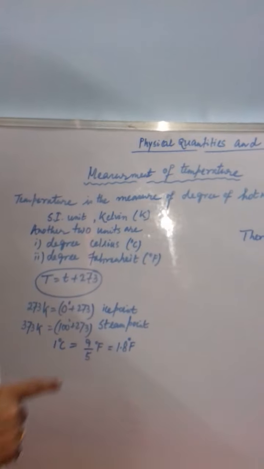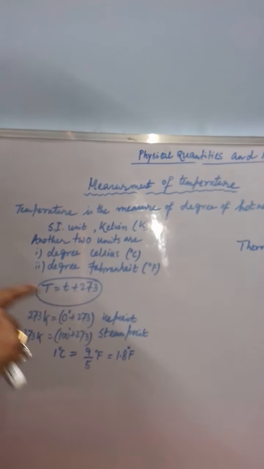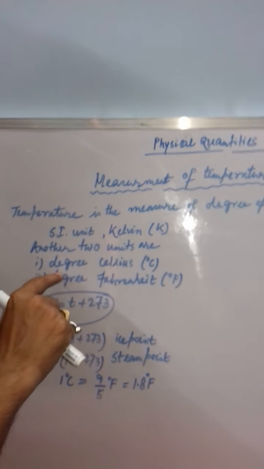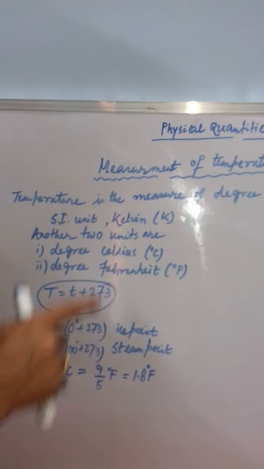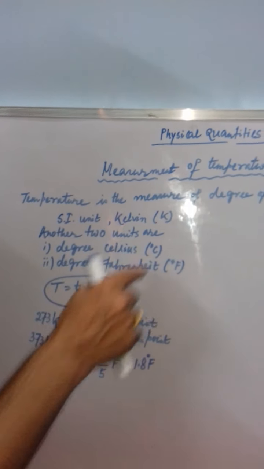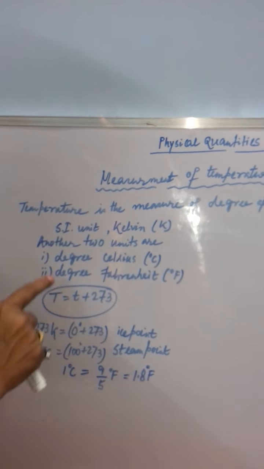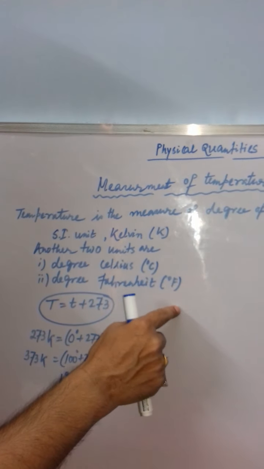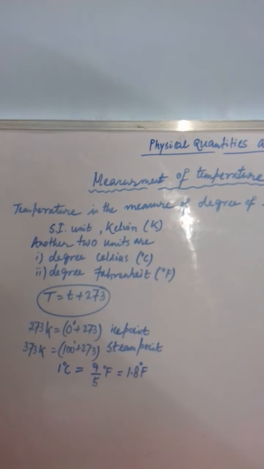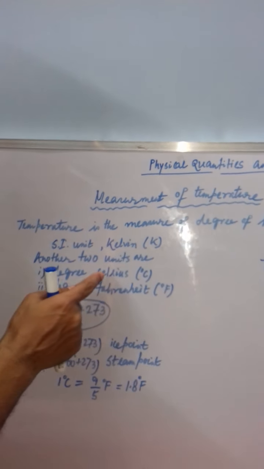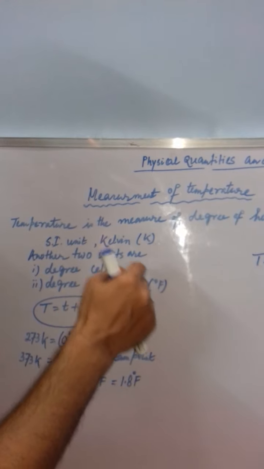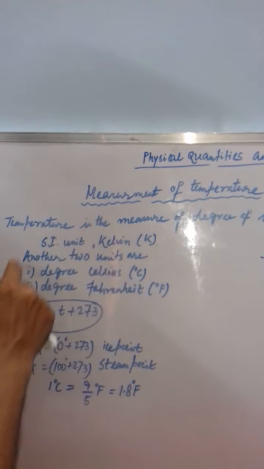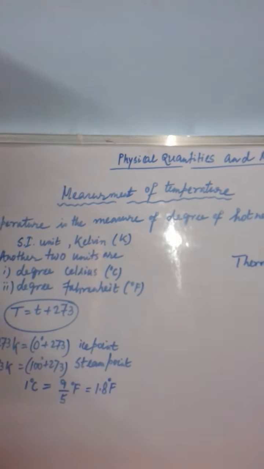Another two units are also widely accepted all over the world, but these two are not the international unit. First one is the degree Celsius, symbolically represented as degree C or degree centigrade, and another one is the degree Fahrenheit, degree capital F. So Kelvin is the international unit with the symbol K, degree Celsius is degree capital C, and degree Fahrenheit is degree capital F. So these are the units and this is the definition of temperature.